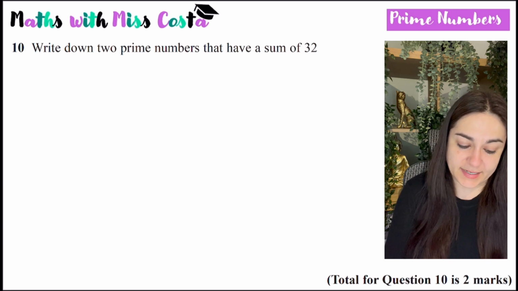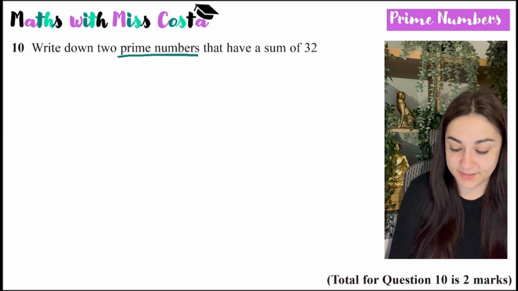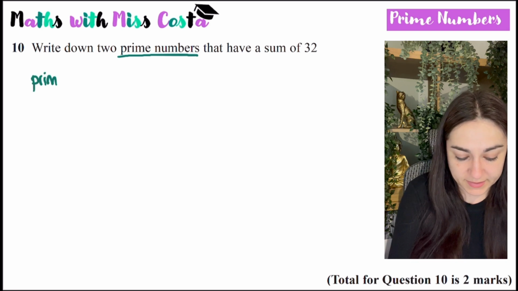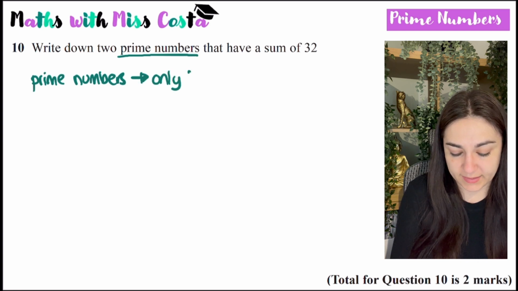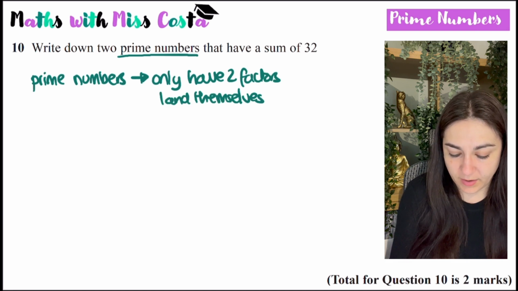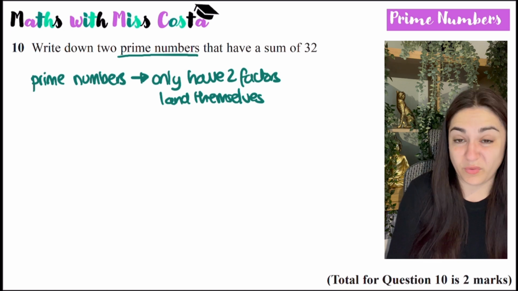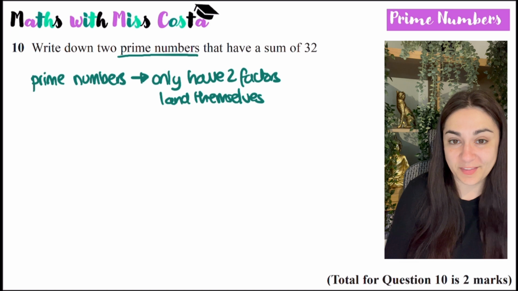Now I need to write down 2 prime numbers that have a sum of 32. So prime numbers are numbers that only have 2 factors, 1 and themselves. So they only have 2 factors, 1 and themselves. So I can just start by writing out the prime numbers that I know. I know they're going to need to be numbers that are less than 32.